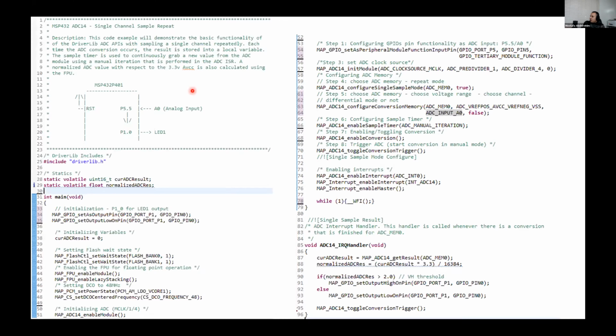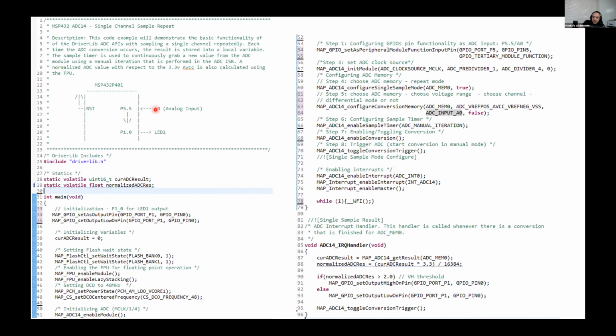Here is our application today. It's again from the TI website. They have some ready to use applications. So we have here an analog input on ADC 0, which is pin 5.5. Then we will read this value. This input is actually 0 or 3.3.